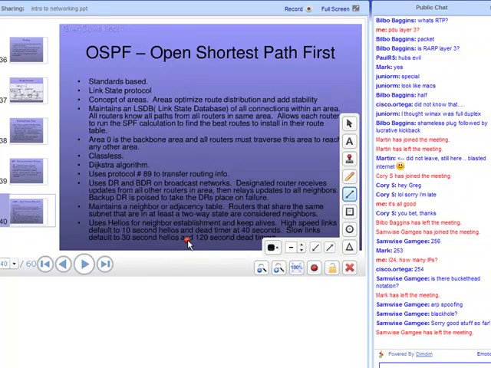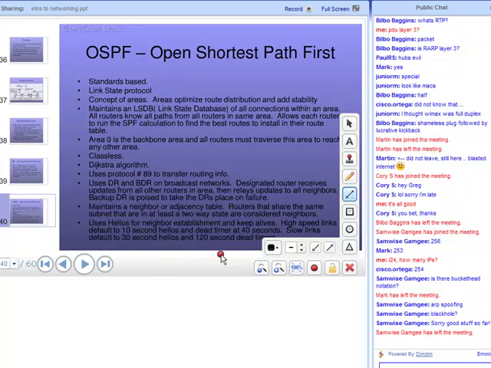It maintains a neighbor or adjacency table, which is going to be everybody who's at least in a two-way state. You form a full adjacency, meaning you've shared all of your topology information, with a designated router, but you only go up to a two-way state with any other neighbors that aren't the DR or the BDR. That means you've passed all the checks to establish a neighbor relationship, but you don't share any information. So if you see two-way in your neighbor table, don't be alarmed. It's supposed to be like that.